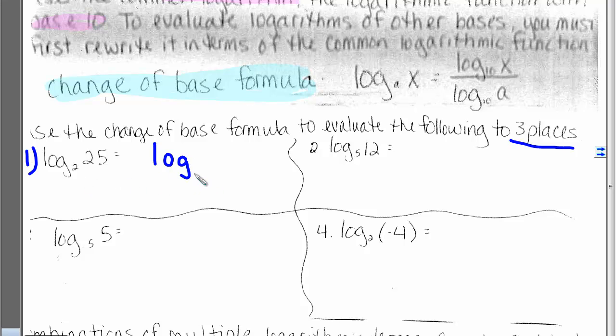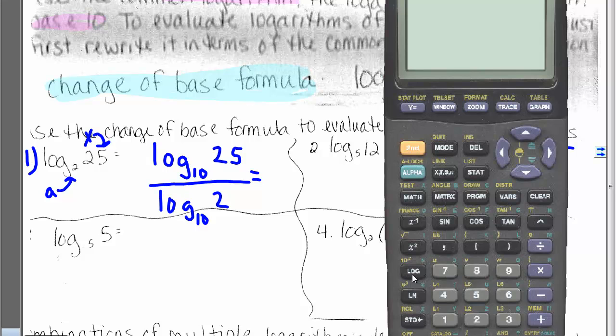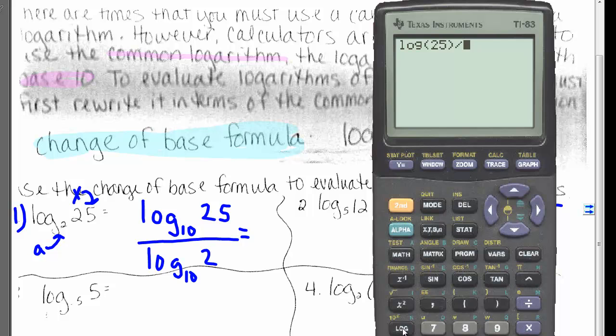So we have log base 10 of 25 divided by log base 10 of 2. 25 is the x in the formula, and the 2 is the a. Now I plug this into the calculator. The log button, the log base 10 button, is right here underneath the x squared key. All we have to do is put in the 25 divided by log 2.